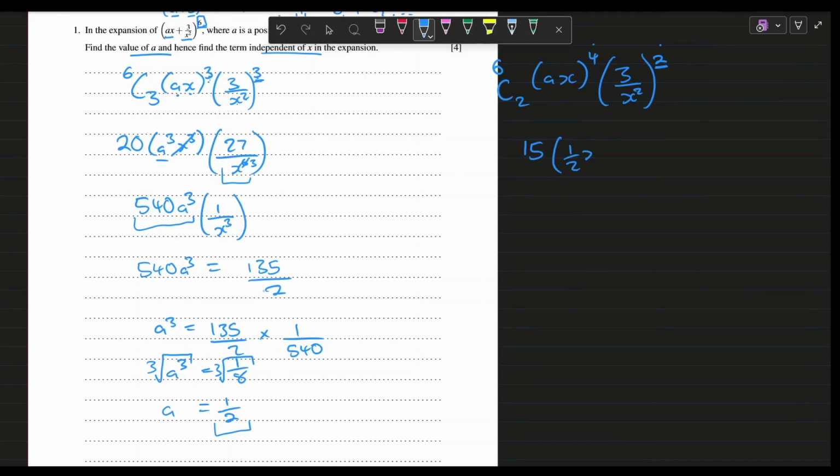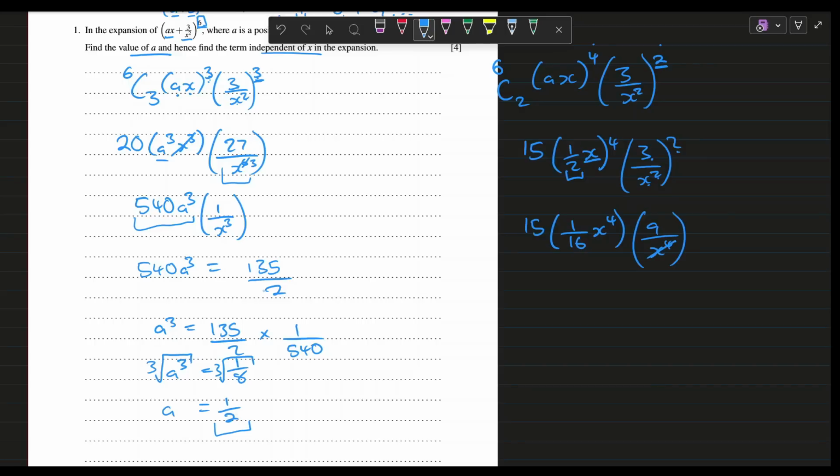So this is 1 over 2 x, and I'll keep the 4 outside just for now. So this is 3 over x squared, squared. Let's simplify. So that's 15 times, then you're going to raise the 1 over 2 to the power 4. So 1 over 2 to the power 4 gives us 1 over 16. Then raise the x to the power 4. And then here we've got 3 squared, which is 9, over x squared squared, so x to the 4.